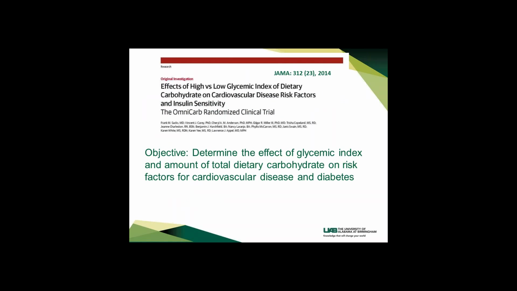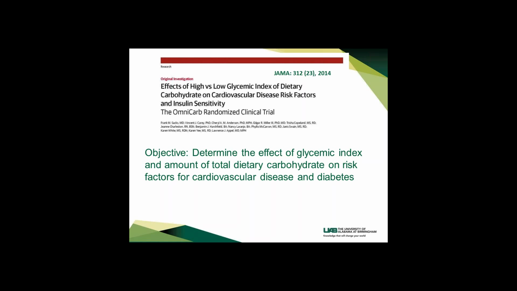Okay. So the next study we're going to look at is a JAMA paper that came out last year, and the title is the effects of high versus low glycemic index of dietary carbohydrate on cardiovascular disease risk factors and insulin sensitivity, the Omnicarb randomized clinical trial. So this one's a little bit more of a mouthful, and I found it to be a little bit more difficult to try to explain, and we'll see in a minute.